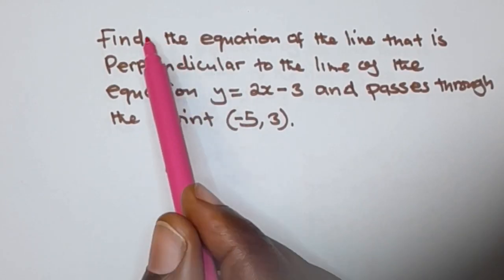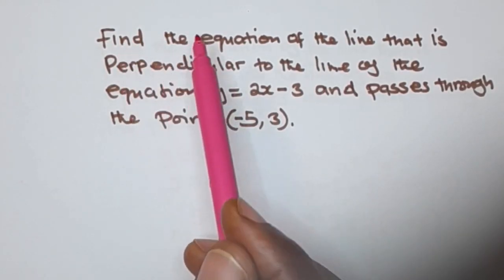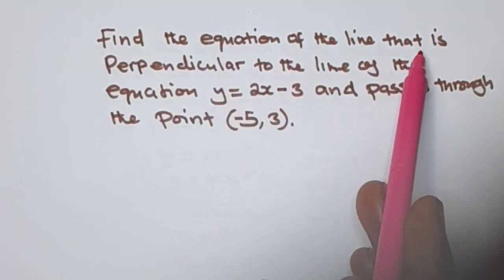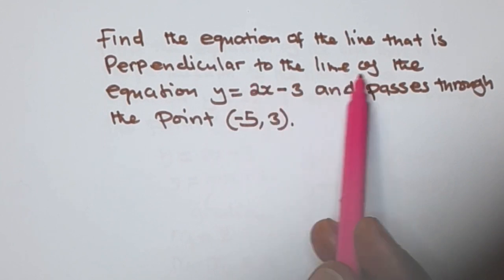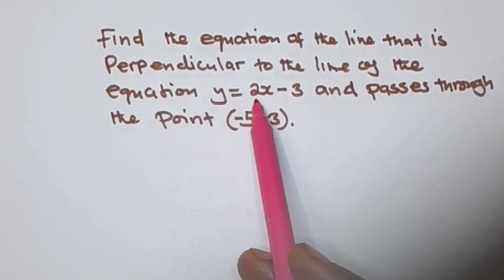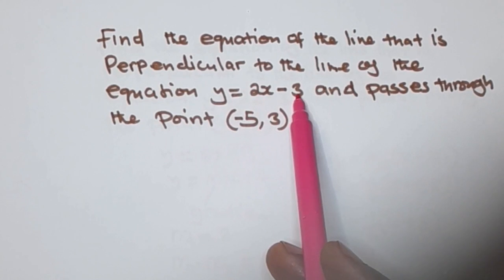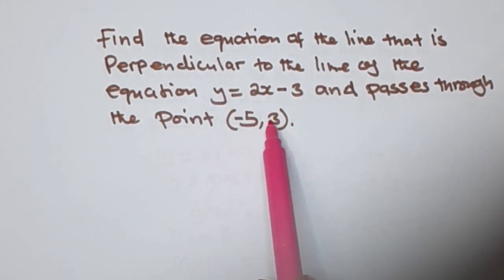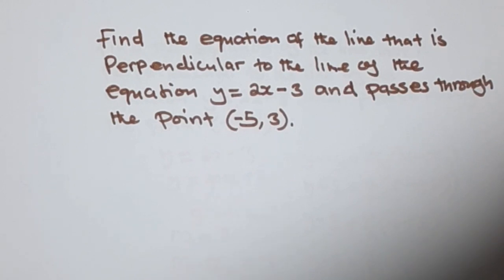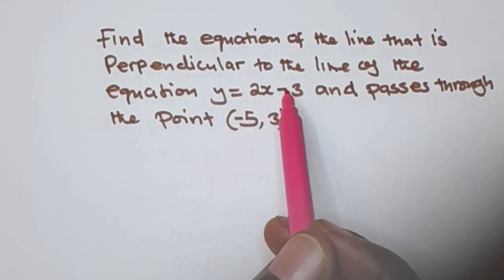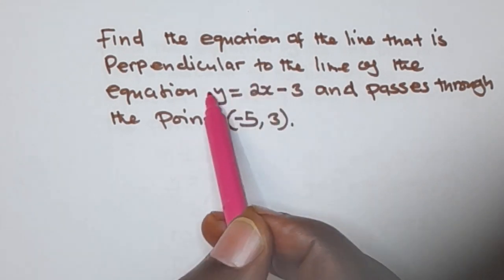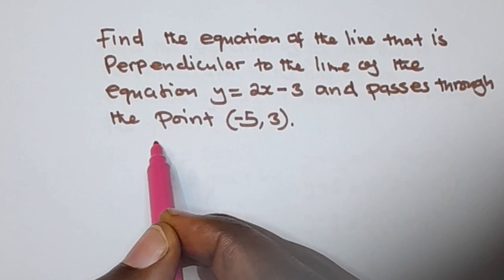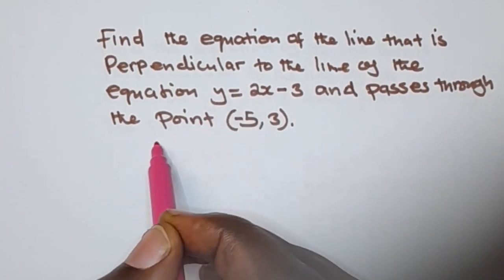Okay, so here is an example. Find the equation of the line that is perpendicular to the line of the equation y is equal to 2x minus 3 and passes through the point -5, 3. So the first thing is to find the gradient of the given equation. So first of all, let's rewrite the given equation and find the gradient.